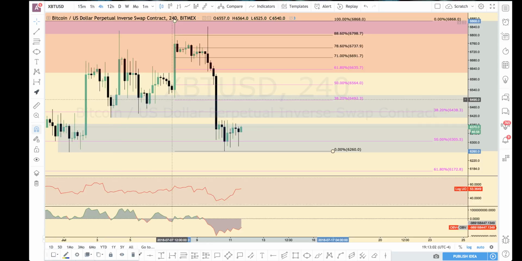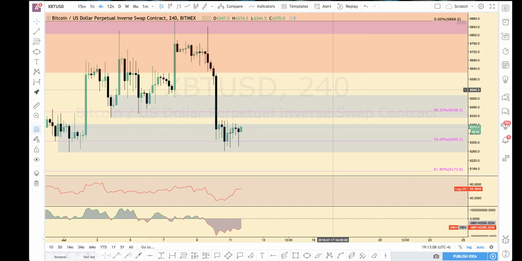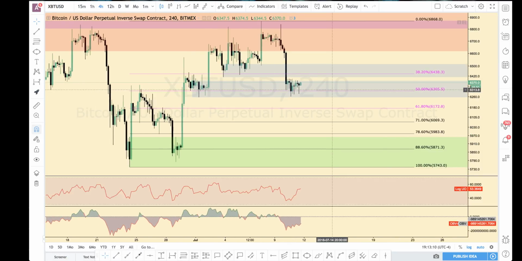And if I look left, again, it's in this order block. So, yeah, that might be something to look at, actually. But yeah, that's kind of where I'm at on Bitcoin.